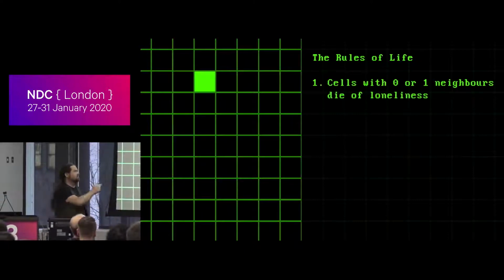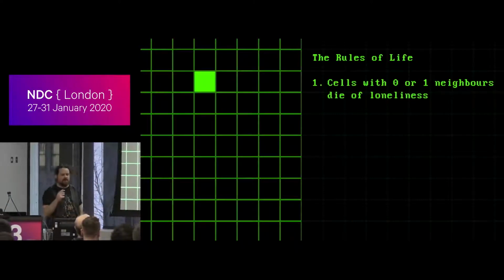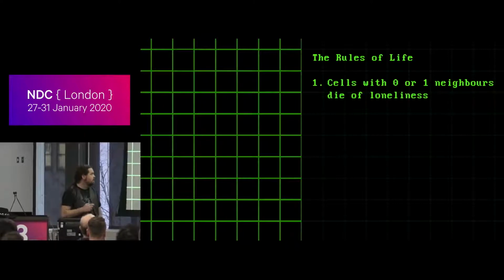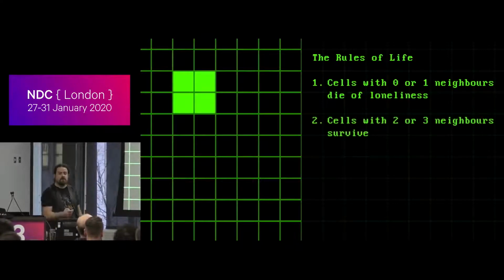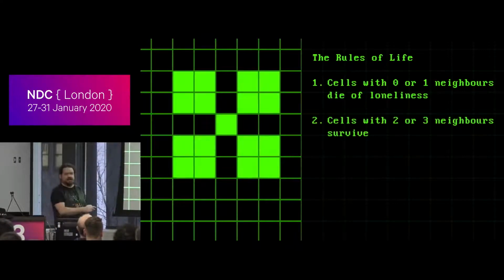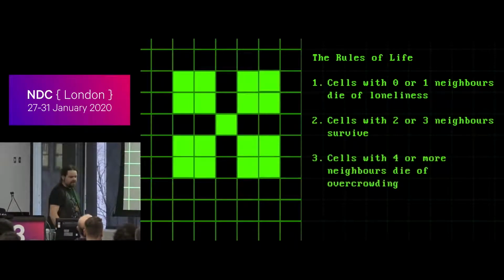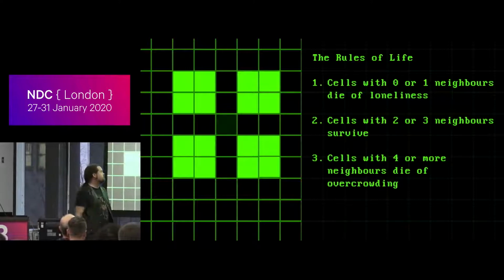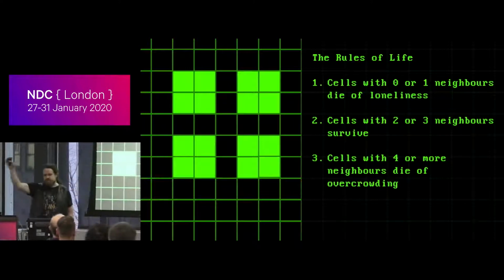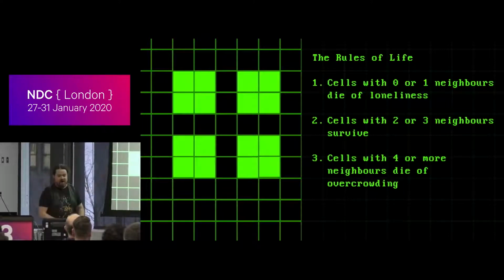If a cell has 0 or 1 neighbors, it will die of loneliness. If a cell has 2 or 3 neighbors, it survives to another generation. If a cell has 4 or more neighbors, it's like being in London, it dies of overcrowding. Or it moves to Germany, I don't know, but it's not there anymore.